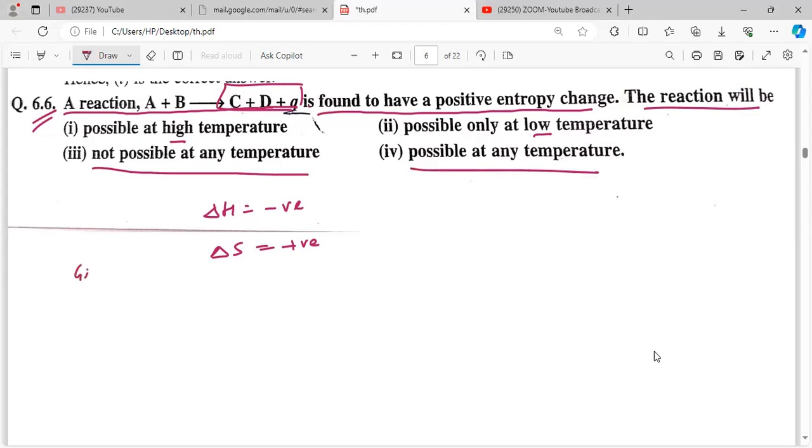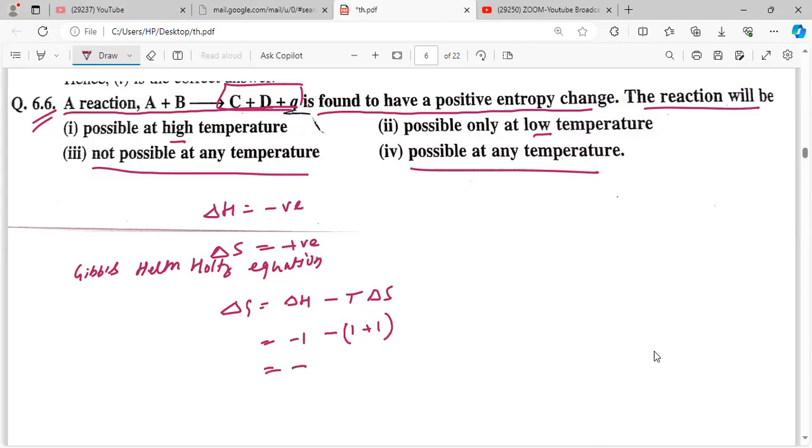Now, have you heard about the Gibbs-Helmholtz equation? Any idea, sir, about that? Delta G equals delta H minus T delta S. Excellent. Delta G is equal to delta H minus T delta S. So here they are saying, suppose the negative term is there, you consider it as -1. Then temperature, you can consider anything. Suppose I am considering this as 1 and the entropy value is how much? Positive, they are saying +1.